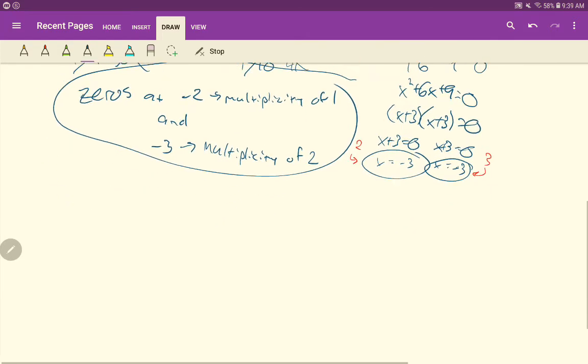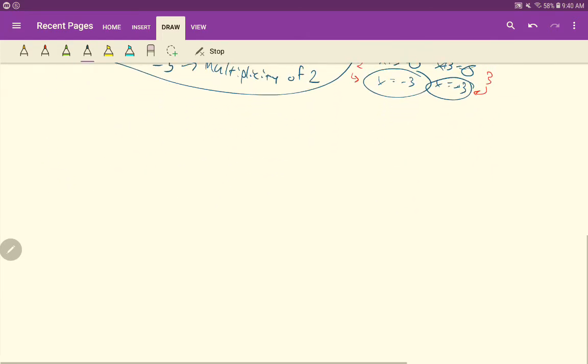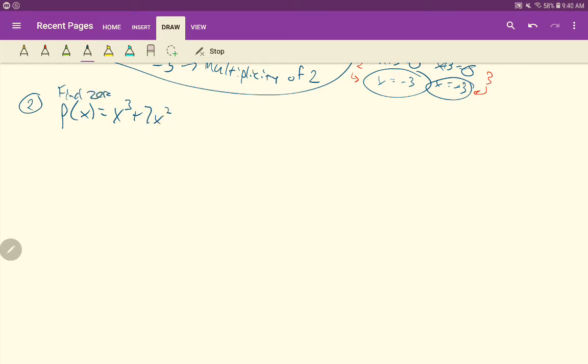Okay, let's try another one. Let's take a look at this one. This one we've got p of x equals x cubed plus 7x squared. So again, we'll find the zeros, and let's go ahead and label the multiplicities too.